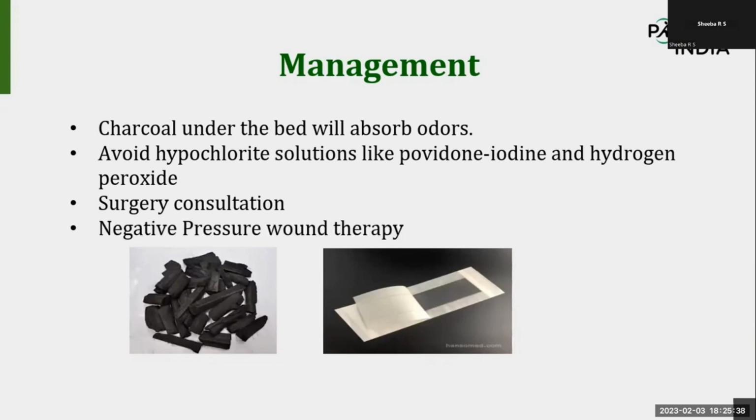And also negative pressure wound therapy. This is another management option for a fourth stage pressure ulcer. If you use negative pressure wound therapy, this will help to absorb the exudate from the wound, and at the same time it gives continuous stimulation to the wound, which helps the wound heal faster. This is another way to manage pressure ulcers. You can do this with the help of a suction apparatus.